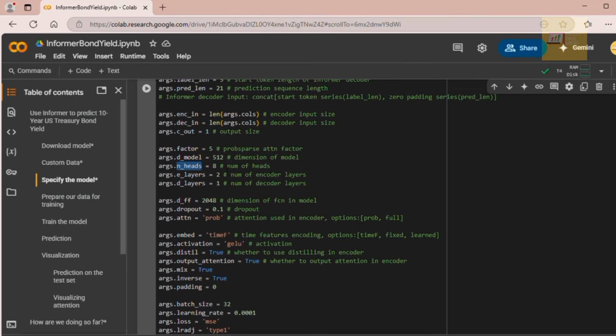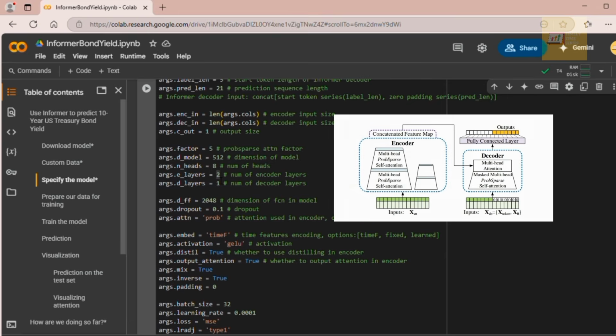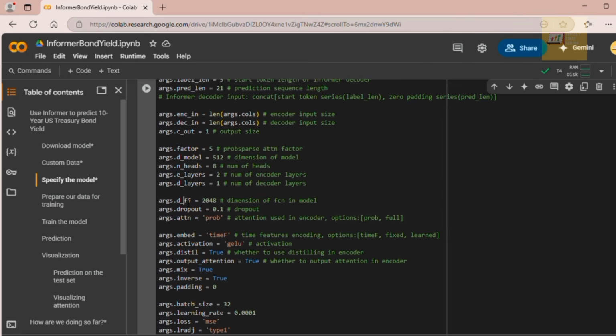It's 8 by default. Then for e_layers and d_layers, they are encoder layers and decoder layers respectively. Again, I just go with the default here. So it's like in the diagram that we saw earlier, we have 2 encoder layers and 1 decoder layer. Alright, the next parameter is d_ff. This is the dimension of the feed-forward network, and I just set it to the default as well, that is 2048.